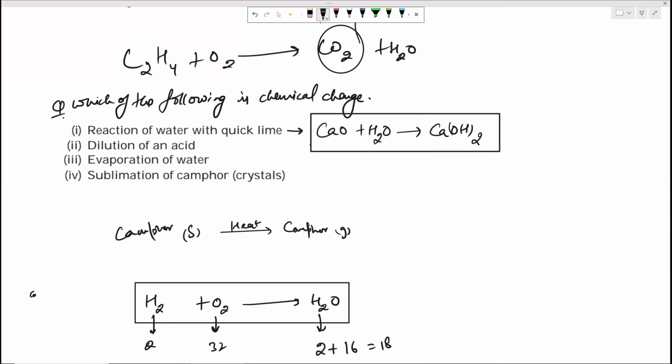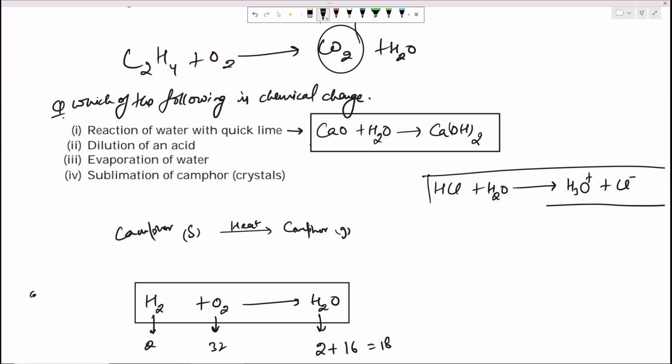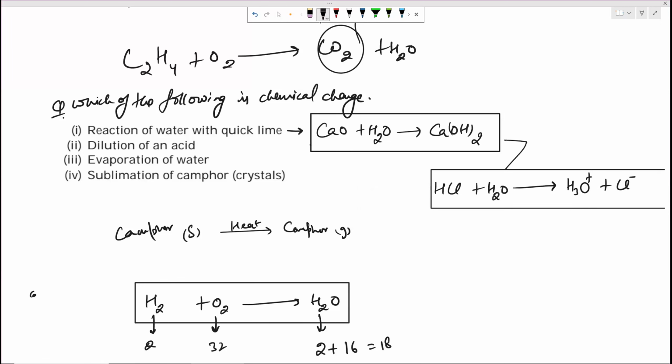Next is dilution of acid. Dilution of acid is when acids are added to water like this way. So they form hydronium ion, H3O positive plus Cl minus. So this is also a chemical change. Here a large amount of energy is being released, and in this one also energy is released. So both are chemical change.